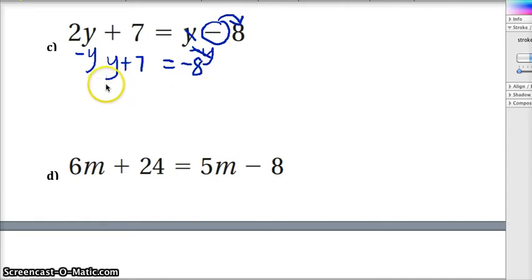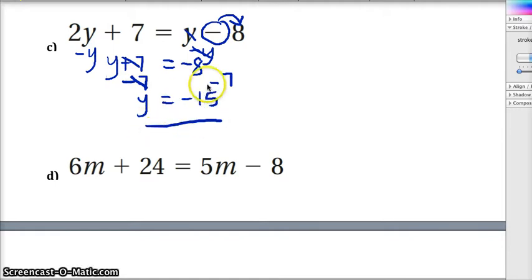So y is being plus by 7, so to get rid of it I need to minus by 7. Plus 7 minus 7 is 0. So I've got y is equal to negative 15. And that's my answer. And again I can check that by substituting it back into the equation.